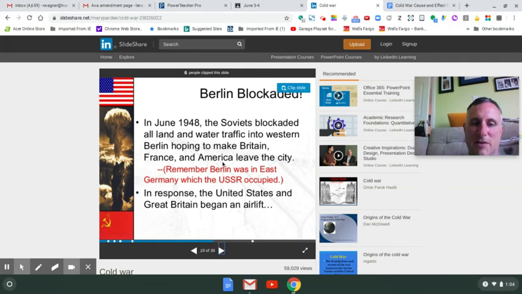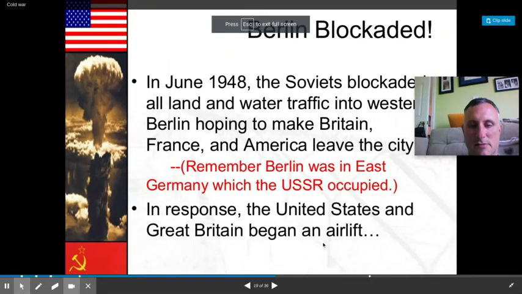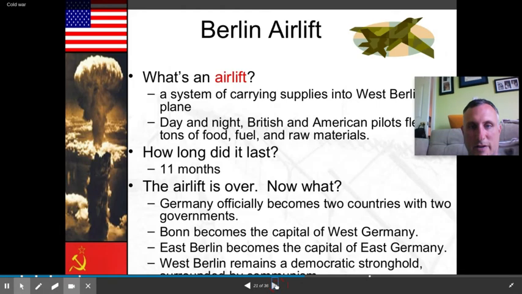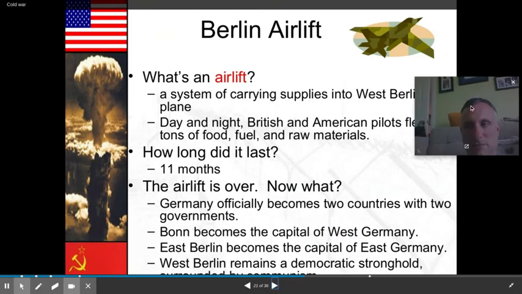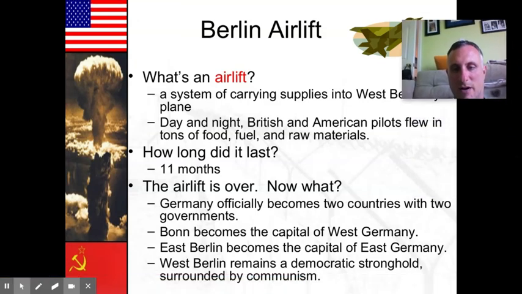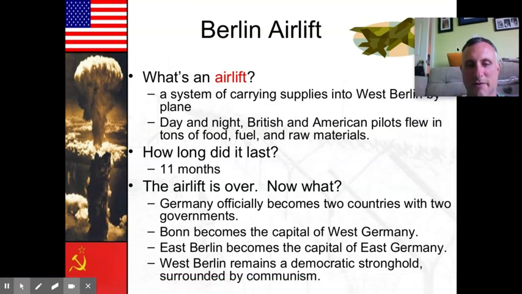June 1948, the Soviets blockaded all land and water traffic into Western Berlin, hoping to make Britain. So, this information helps me find out the Berlin Airlift. Okay, the Berlin Airlift. System of carrying supplies into West Berlin by plane. Day and night, British and American pilots flew in tons of food, fuel, and raw materials.